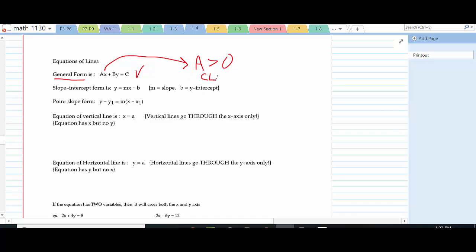And then also the other thing that you're typically going to do is if you have a fraction, just get rid of all your fractions. So if you've got fractions anywhere in the equation, just clear those. Next one we have is the point-slope formula. And this is useful if you have a point and have a slope, and then you're trying to build the equation of that line.